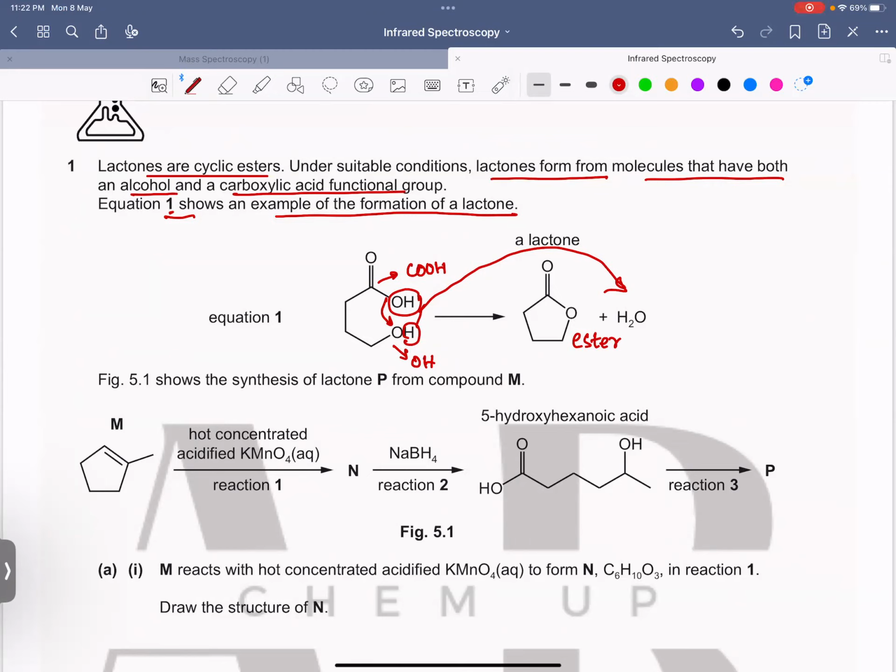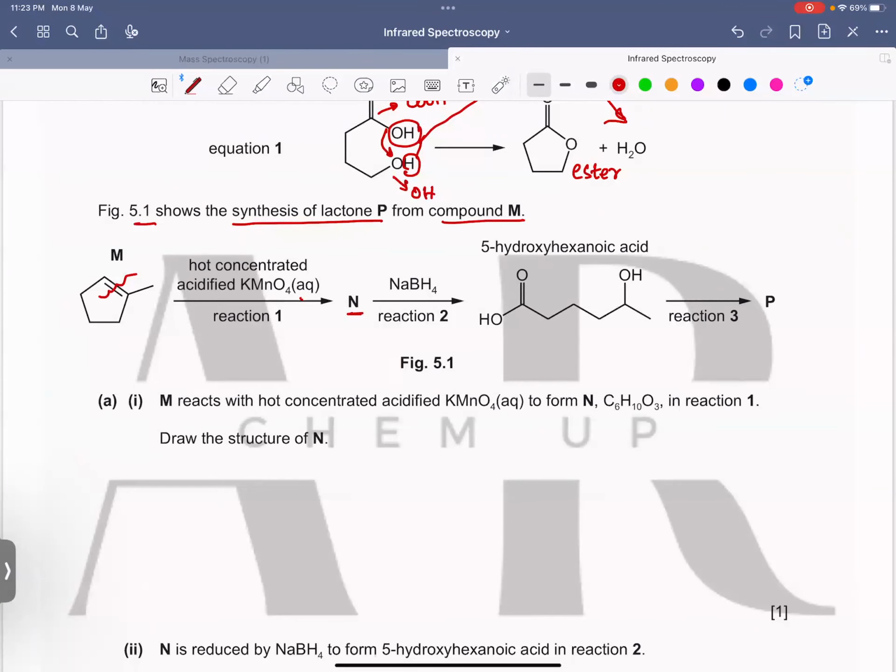Yes, sir. Clear. Okay. Now, figure 5.1 shows the synthesis of lactone P from compound M. So here we have a compound M. We are using hot acidified concentrated permanganate and we are getting N. If you recall, when we use hot concentrated acidified potassium permanganate, this compound would be broken down from the double bond, right? And when the compound is broken down from the double bond, the carbon which has two carbons turns into a ketone. So in N, this carbon is going to turn into a ketone, right? This is a tertiary carbon. No, this is not a tertiary carbon. This is a secondary carbon.